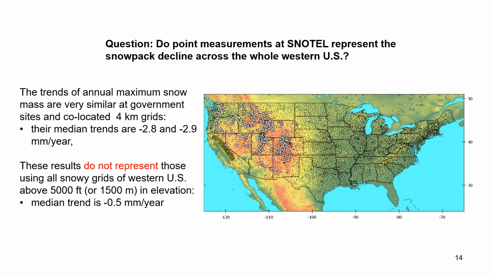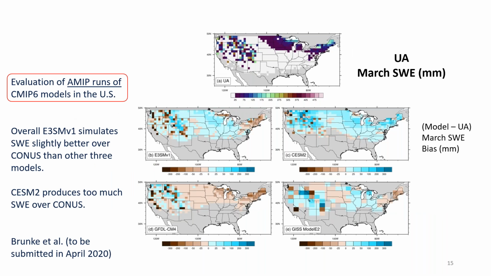What we have done is to compute the median trends using SNOTEL sites and collocated 4-kilometer grids, and they agree with each other very well, -2.8 and -2.9. Next, we compute the corresponding value using all 4-kilometer grids over the Western US above 5,000 feet, because all those SNOTEL sites are above 5,000 feet, and the results are very different. The point here is that we do need to use our 4-kilometer gridded data for model evaluations. And that's indeed what we are doing right now.